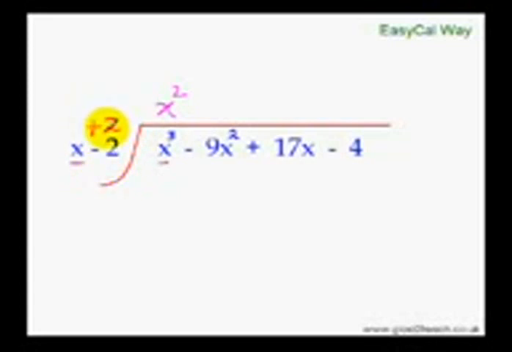As simple as that. Now, to get the next term of your answer, all you have to do is multiply this plus 2 with this x square and add it to the next term of the dividend. So 2 times x square is 2x square, and 2x square minus 9x square will be minus 7x square. So we will put minus 7x, and this will be the second term of the answer.